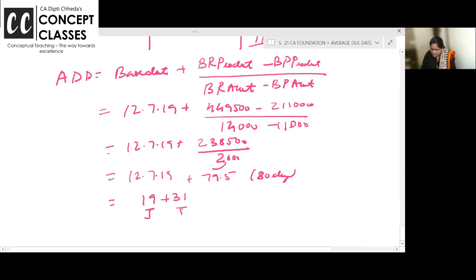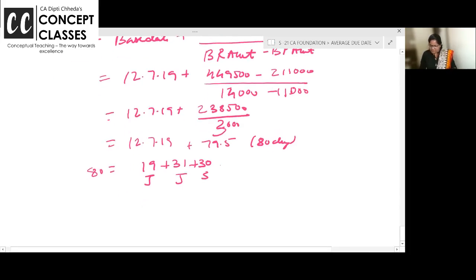अगस्त के 31 डेज, सितंबर के 30 डेज. देखो कितना आ रहा है? 80 minus 19 minus 31 minus 30. Oh, it's coming exactly to 30th of September. You're getting 80 days total. So average due date is equal to 30th of September 2019. Over.